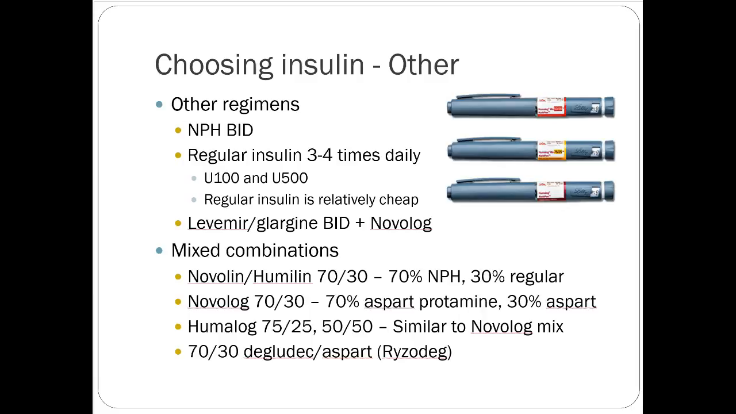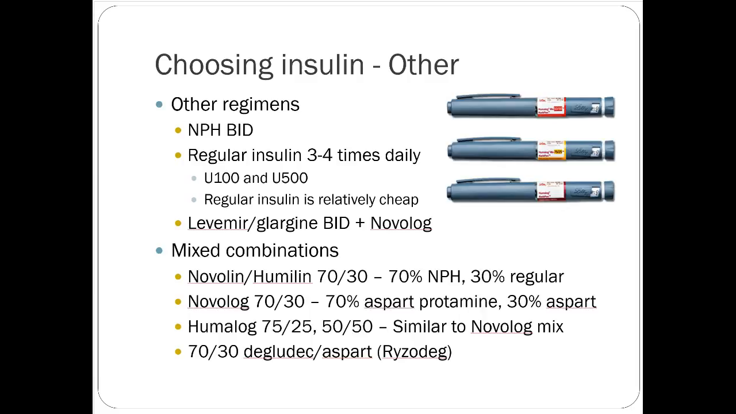Other things, we have NPH. NPH has a similar kinetic profile to Levemir, insulin detemir, though Levemir doesn't have as sustained peaks. NPH is going to be a little bit different as far as giving you more of a bolus and a higher Cmax than Levemir would. However, it is still similarly dosed twice daily.